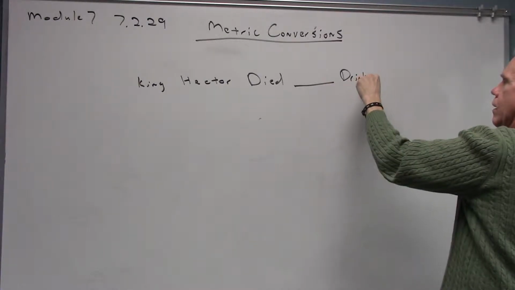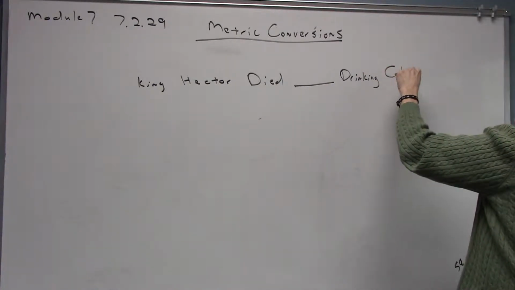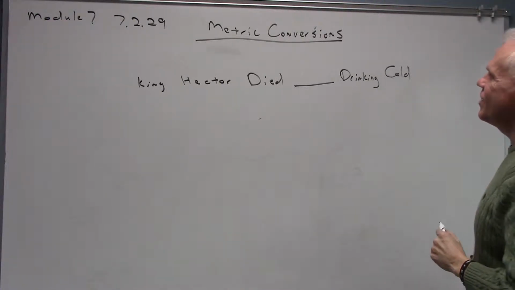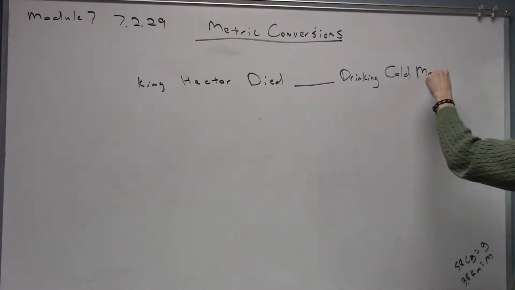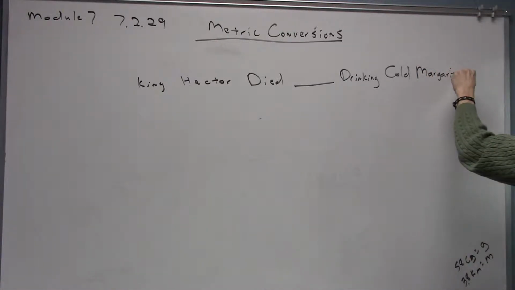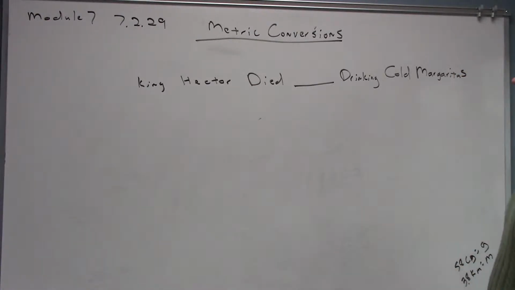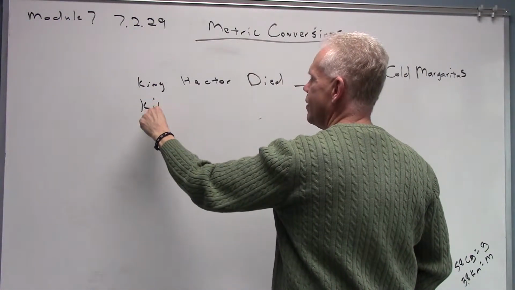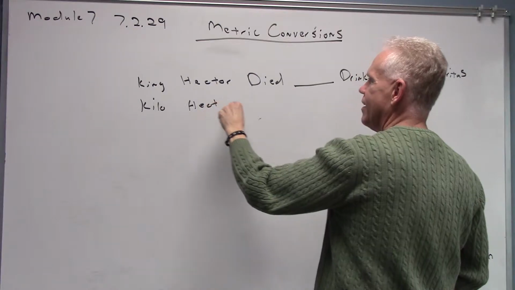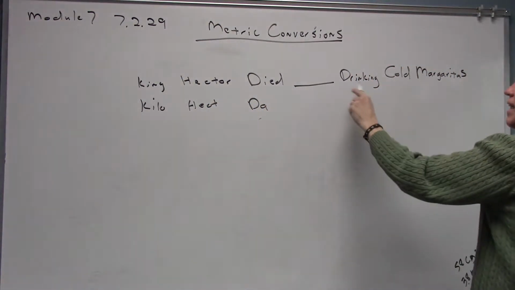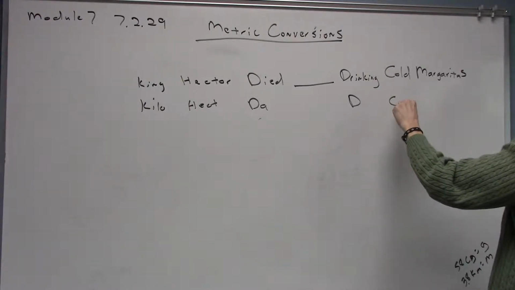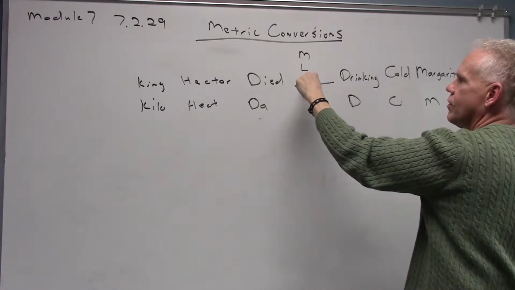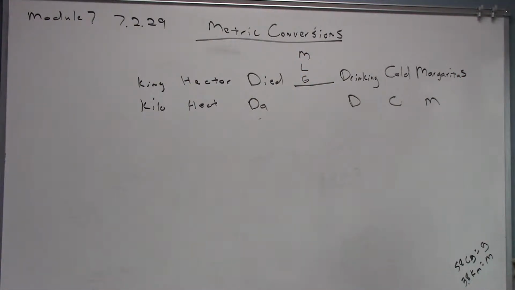Drinking cold. Some people say cold milk. I think he died drinking cold margaritas. So King Hector died drinking cold margaritas. And just remembering, okay, that's the kilo, that's the hecto, that's the deca, that's the deci, that's the centi, and that's the milli. And then here's my basic unit with meters, liters, and grams. So I can get me a quick chart very quickly.